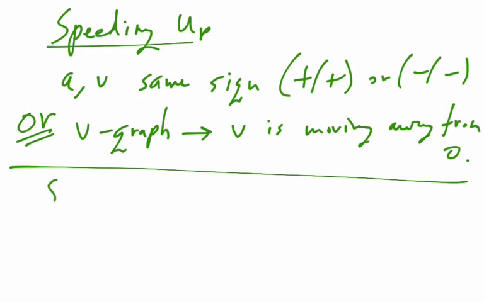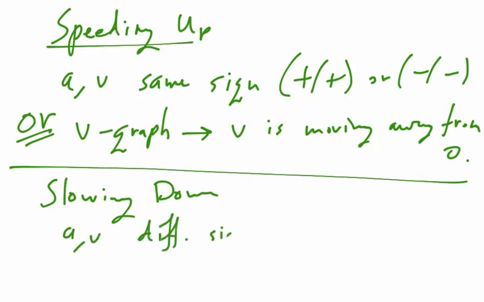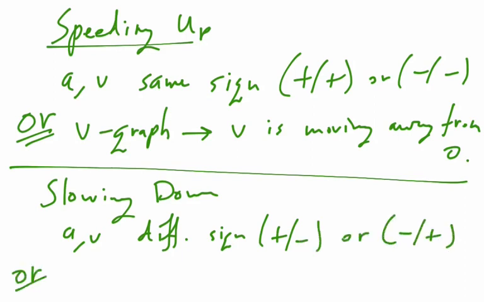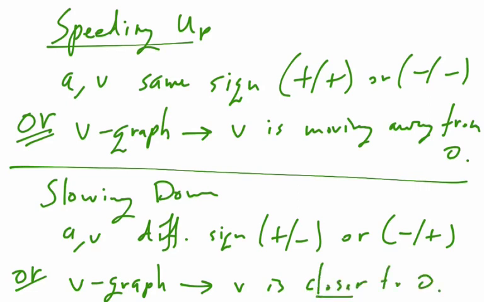The exact opposite is slowing down. And so you can think, well, slowing down is going to be a and v have different signs. So you could have plus minus or minus plus. Or if you have a graph of velocity, so if you have a v graph, then v is getting closer to 0. Okay, and that's how you tell if a particle is speeding up or slowing down.